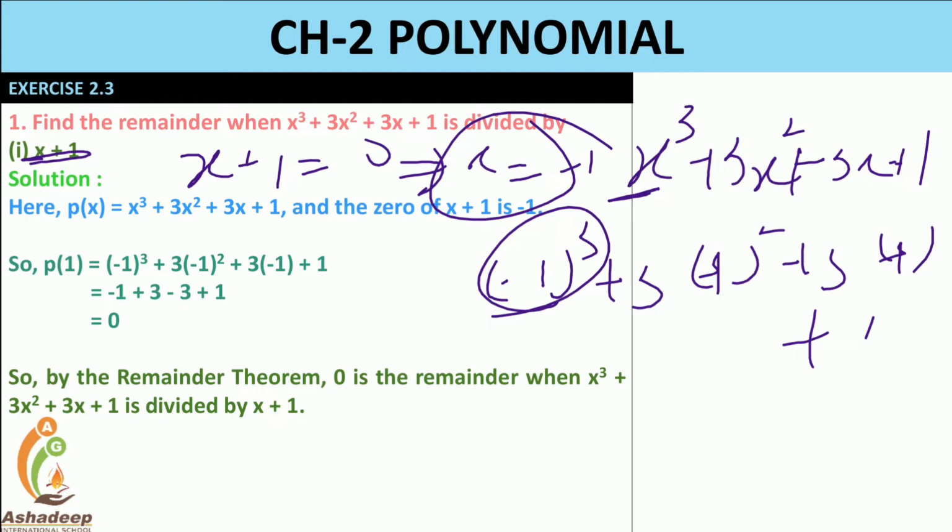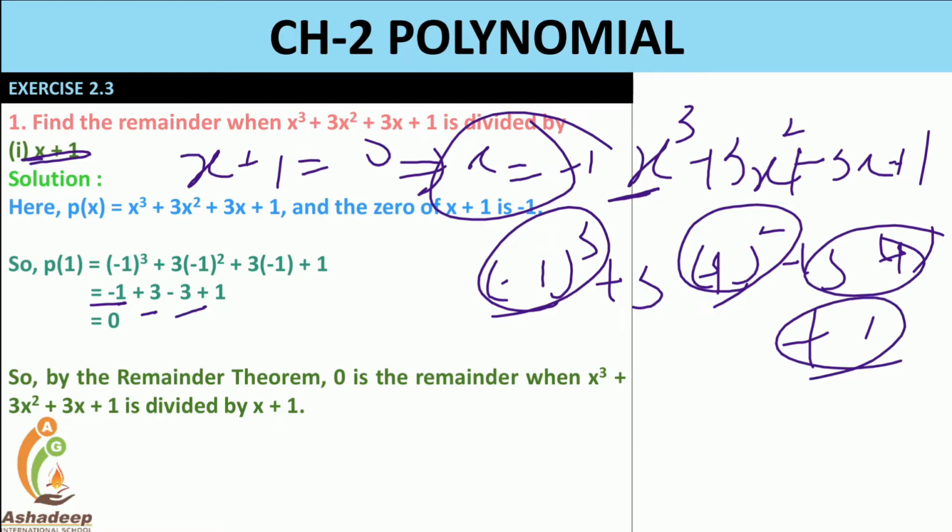Now minus 1 cubed is minus 1. Minus 1 squared is plus 1, so 3 as it is. Now 3 into minus 1 is minus 3, and plus 1 as it is. Plus 3 minus 3, 0. Plus 1 minus 1, 0. This is equal to 1.